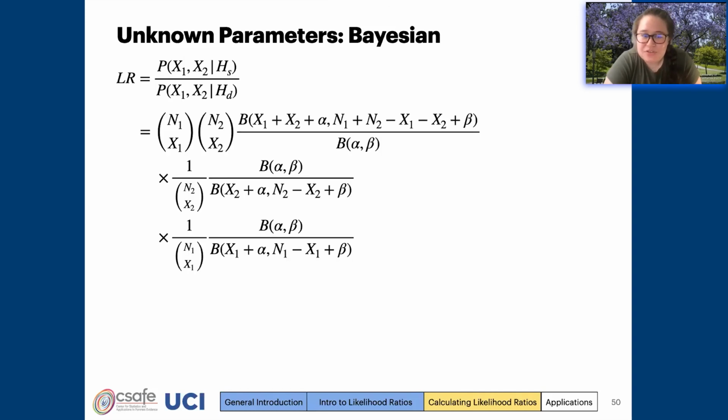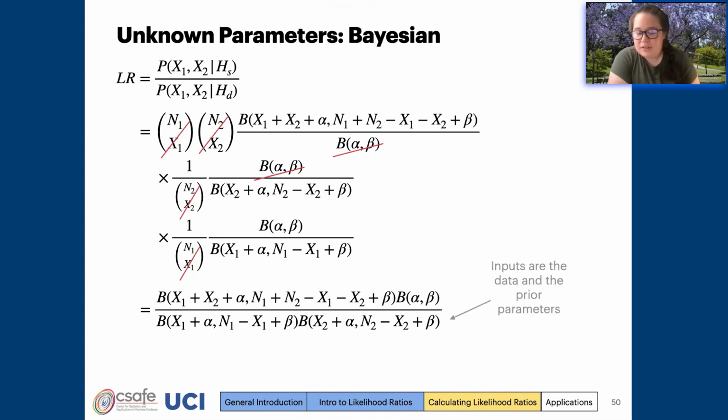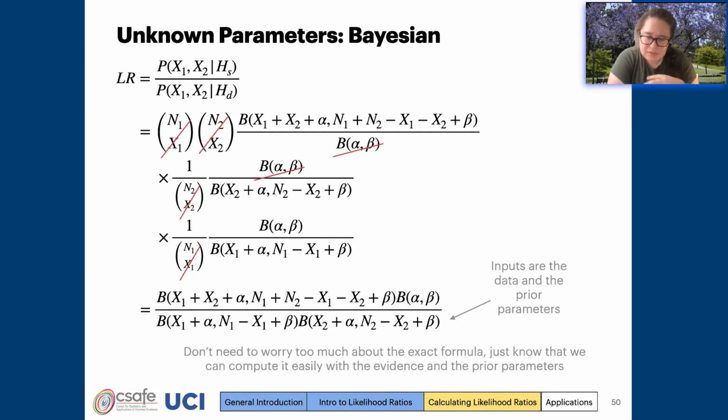And we get this messy looking expression where we have all 3 things pushed together. What's nice about this, though, is that there's a lot of terms that are on both the top and the bottom. So again, we're going to get a lot of things that cancel out here. All of these combination terms cancel out entirely, and then 2 of these beta functions are going to cancel out as well. So all we're left with is this ratio that has 2 beta functions on the top and 2 beta functions on the bottom. What's important to note here is that we only need to input the data from our evidence and then whatever we specify as the prior parameters. Understanding exactly what this formula is doing isn't too important for this webinar. We just need to know that it's something that we can compute easily with these 2 things.